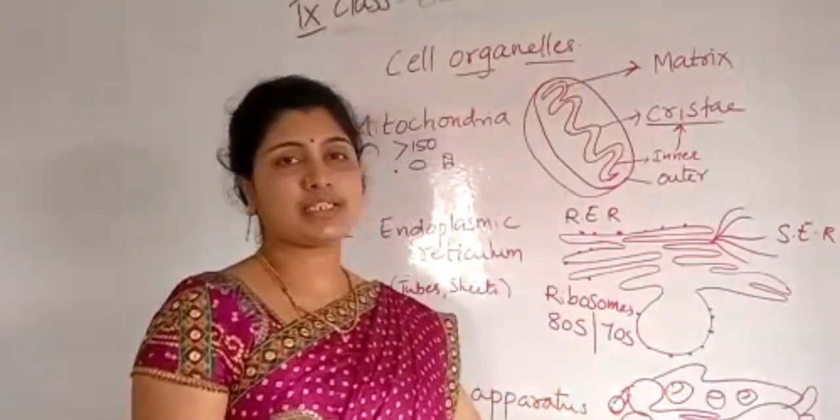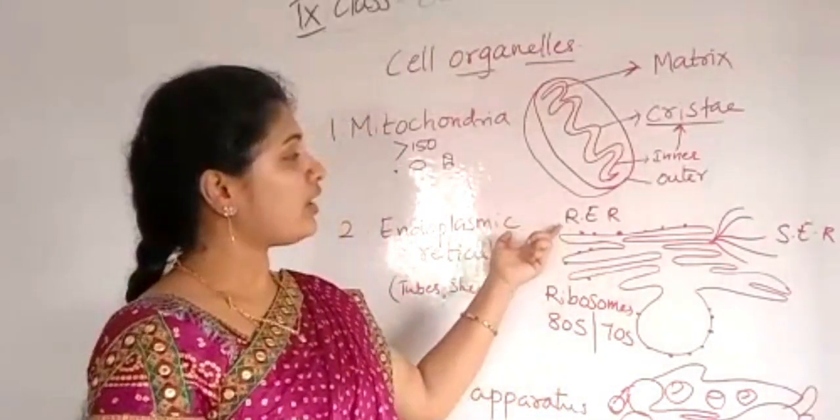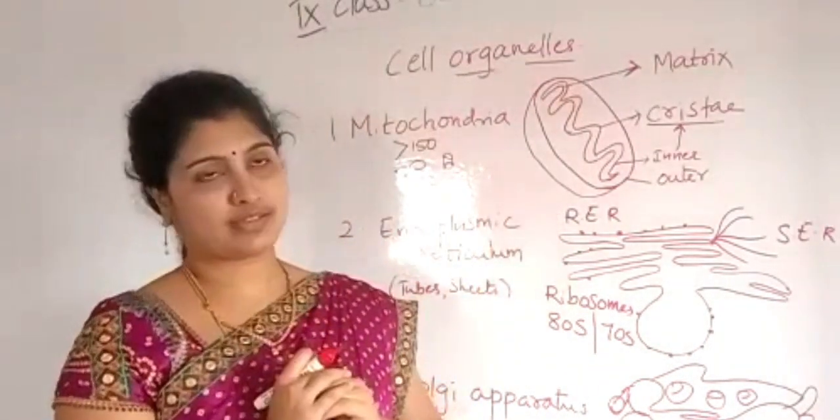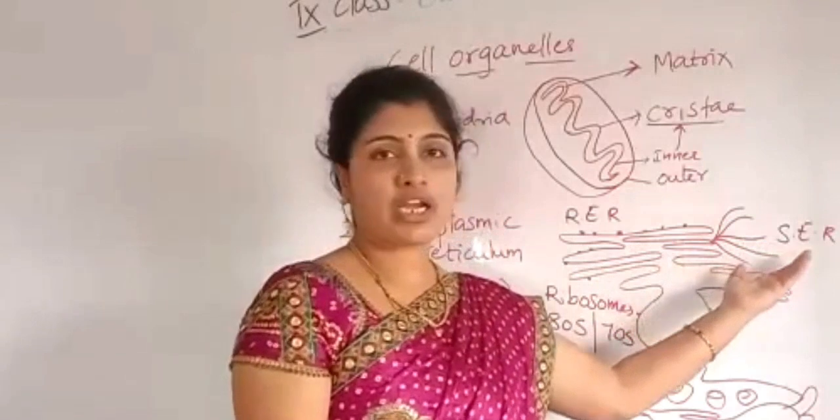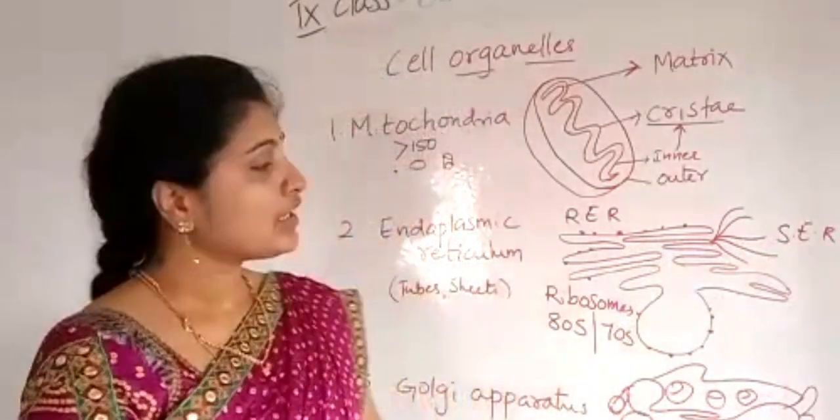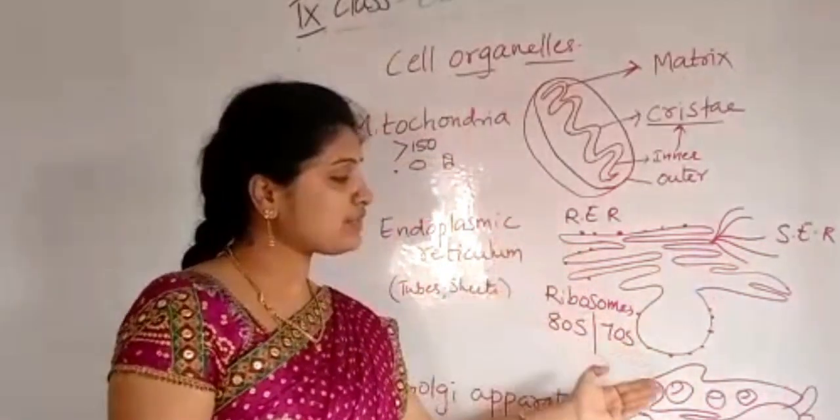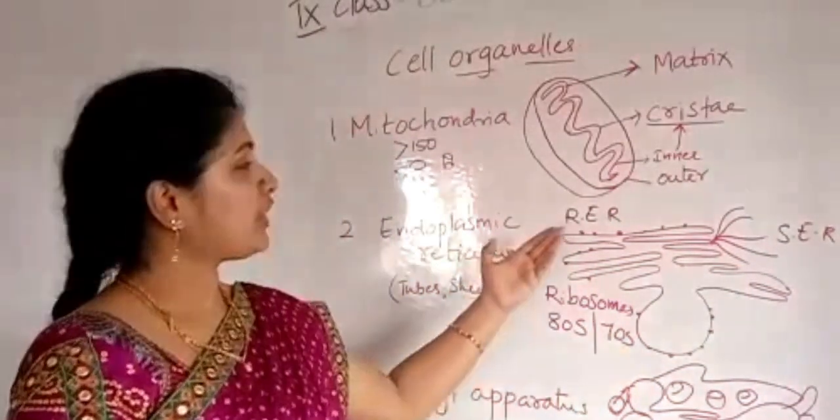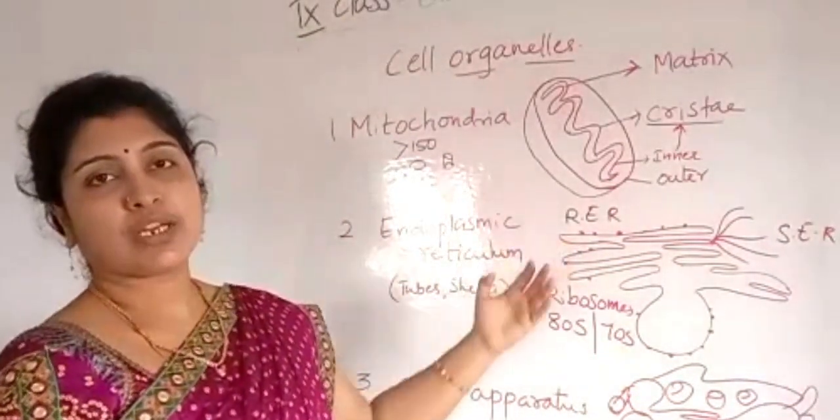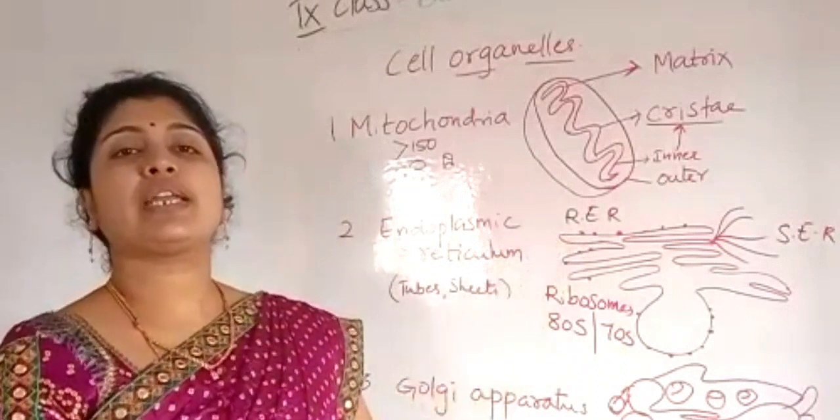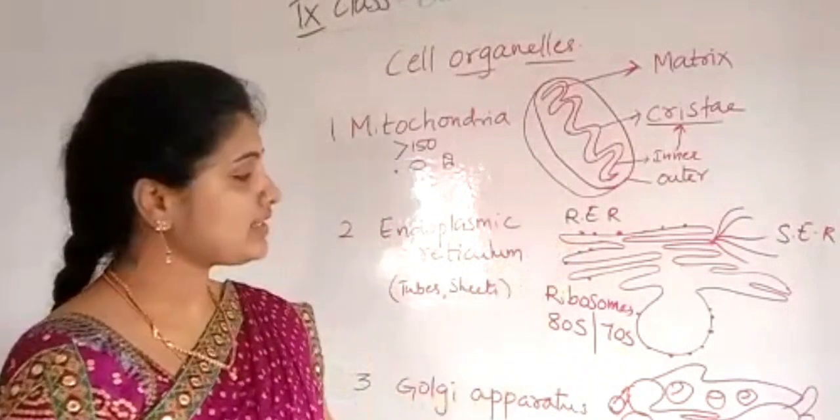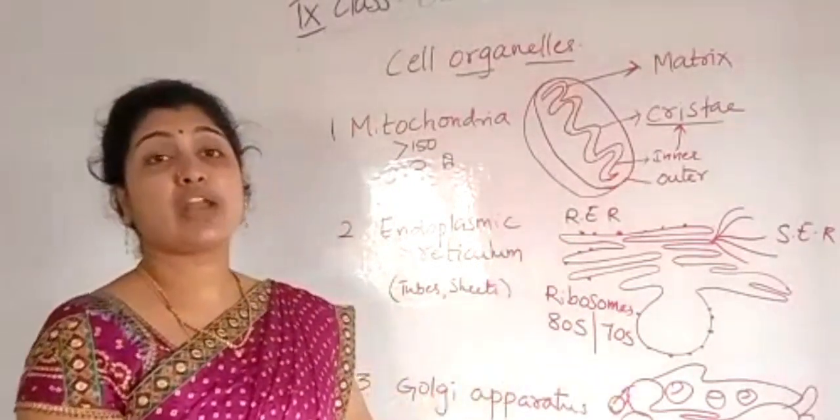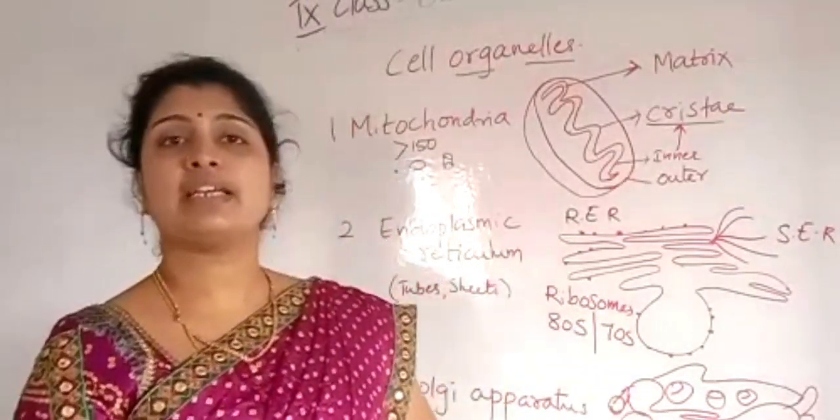Why were these structures formed? Here, rough endoplasmic reticulum is forming proteins and smooth endoplasmic reticulum is forming lipids. From here they are transferred to the Golgi apparatus. From the endoplasmic reticulum, the synthesized proteins and lipids are transferred to these structures. That is why they are fluid-filled sac-like structures.